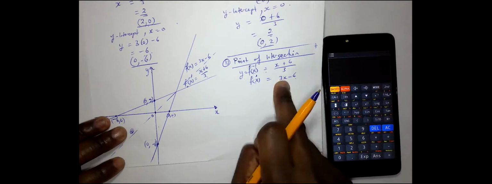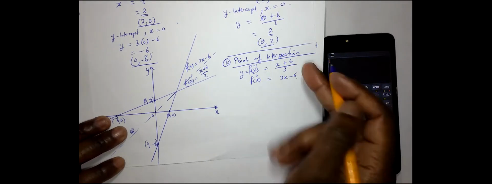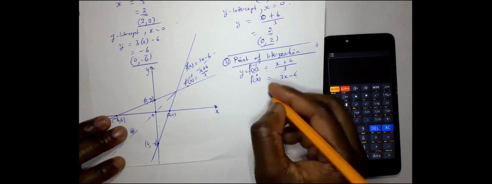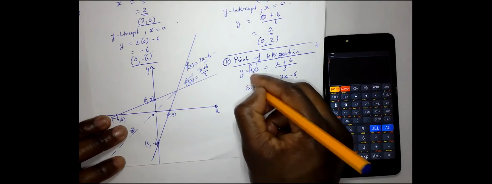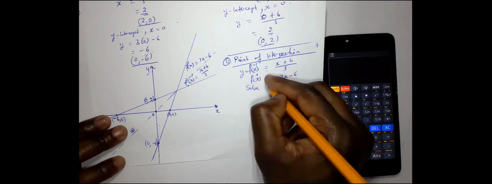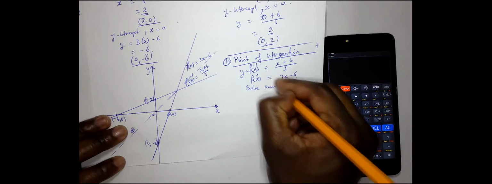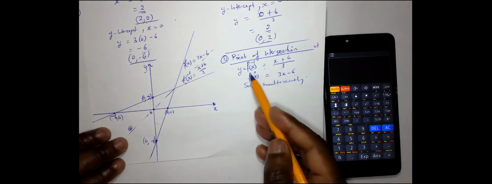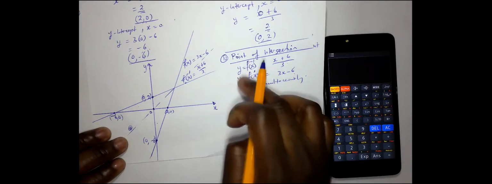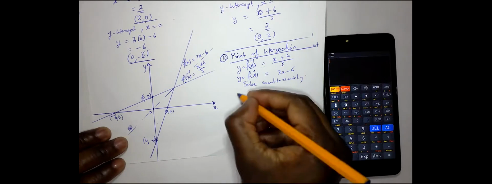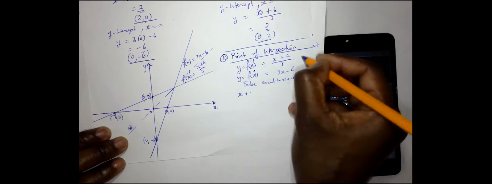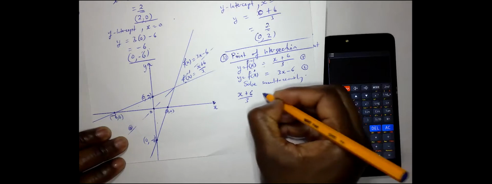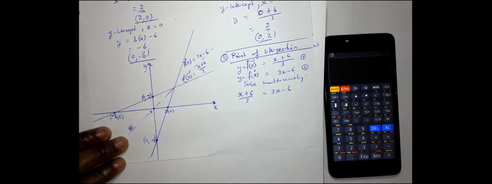So what you need to do there, you solve simultaneously. You just equate the two, or you're just solving simultaneously. That's what you're doing here. Solve. So what are you going to do there? You know that y and y are equal, so it means that these two are equal. So it's going to be the first equation, x plus 6 over 3, is equal to 3x minus 6.